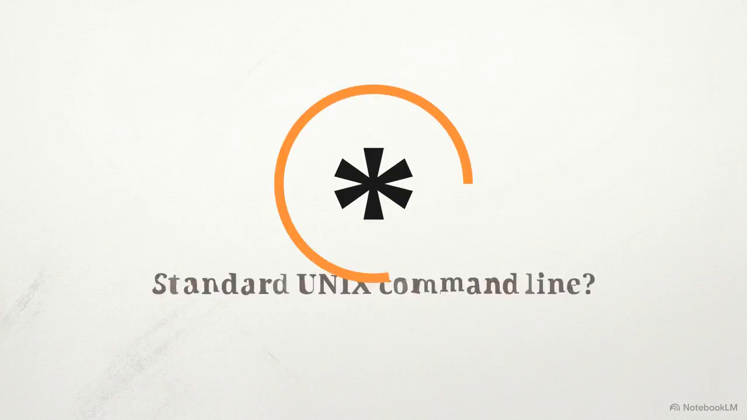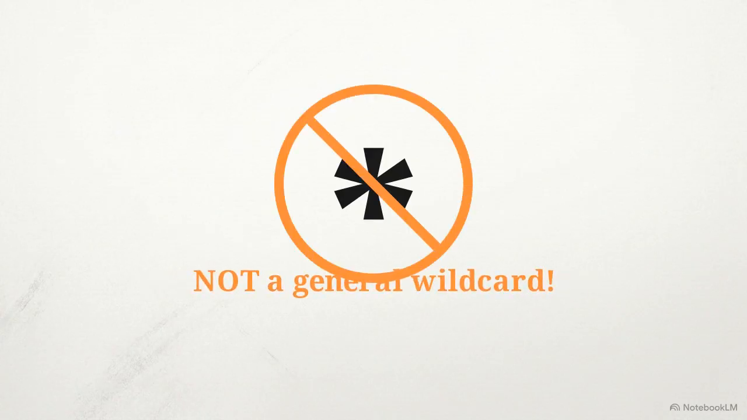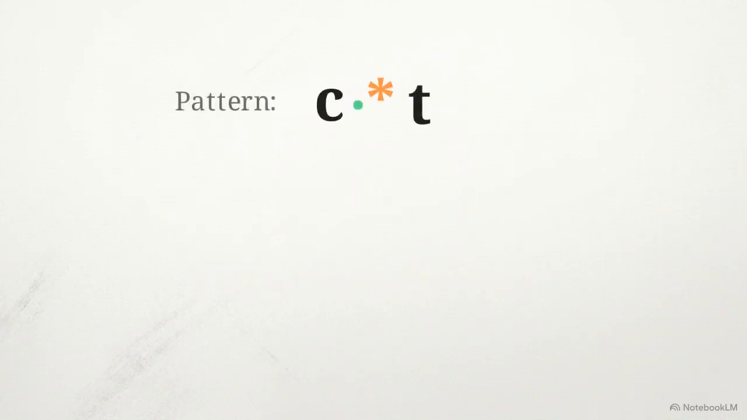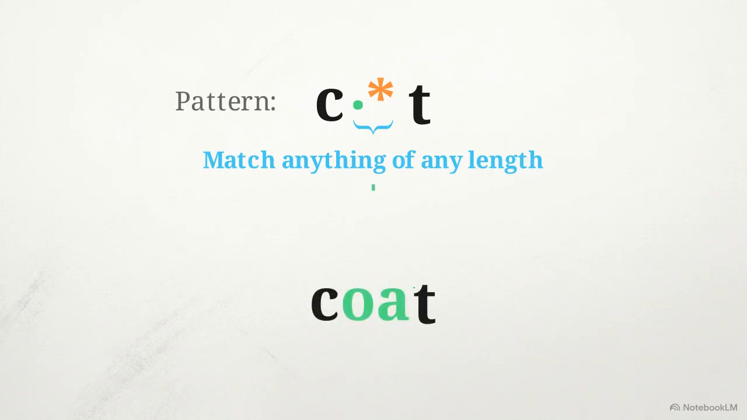If you are used to the standard UNIX command line, pay close attention. In regular expressions, the asterisk is not a general wildcard on its own. To match literally anything of any length, you must combine the two operators. As you see here, dot asterisk allows C.*T to bridge the gap and capture the entire word coat.